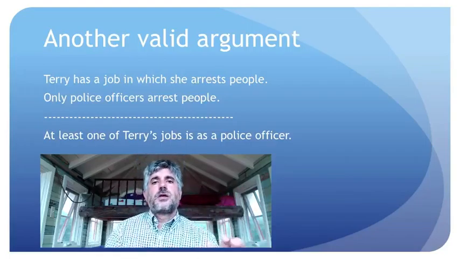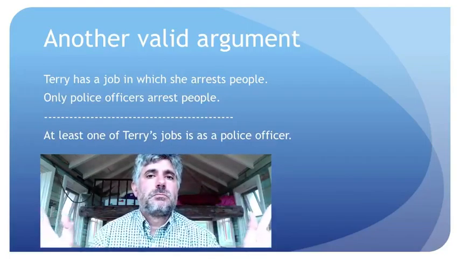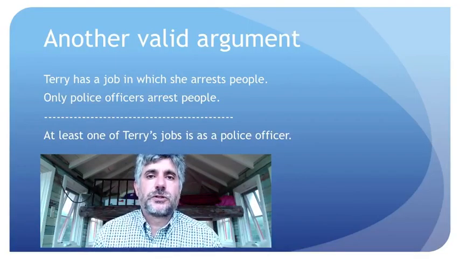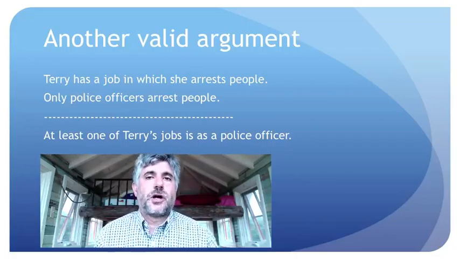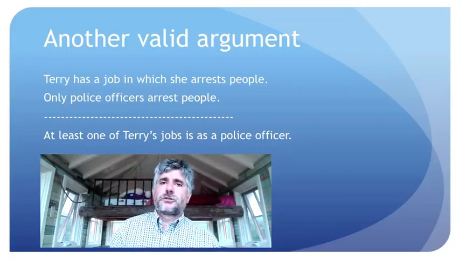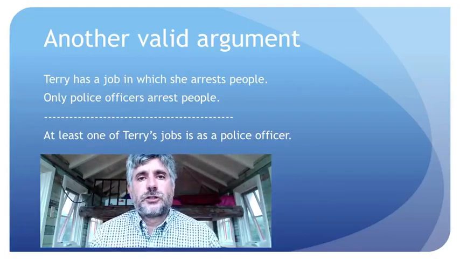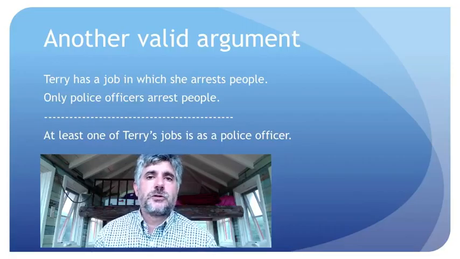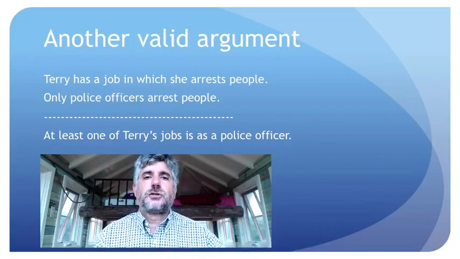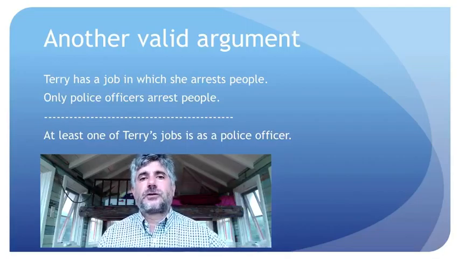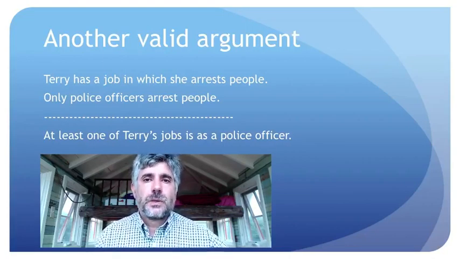Now again, maybe premise 1 of this argument is false. You can certainly imagine that it's false, right? Maybe Terry doesn't have a job in which she arrests people. Maybe premise 2 of the argument is false. You can imagine a situation in which not only police officers can arrest people. Maybe there's a world in which police officers and judges and plumbers and actors can all arrest people.